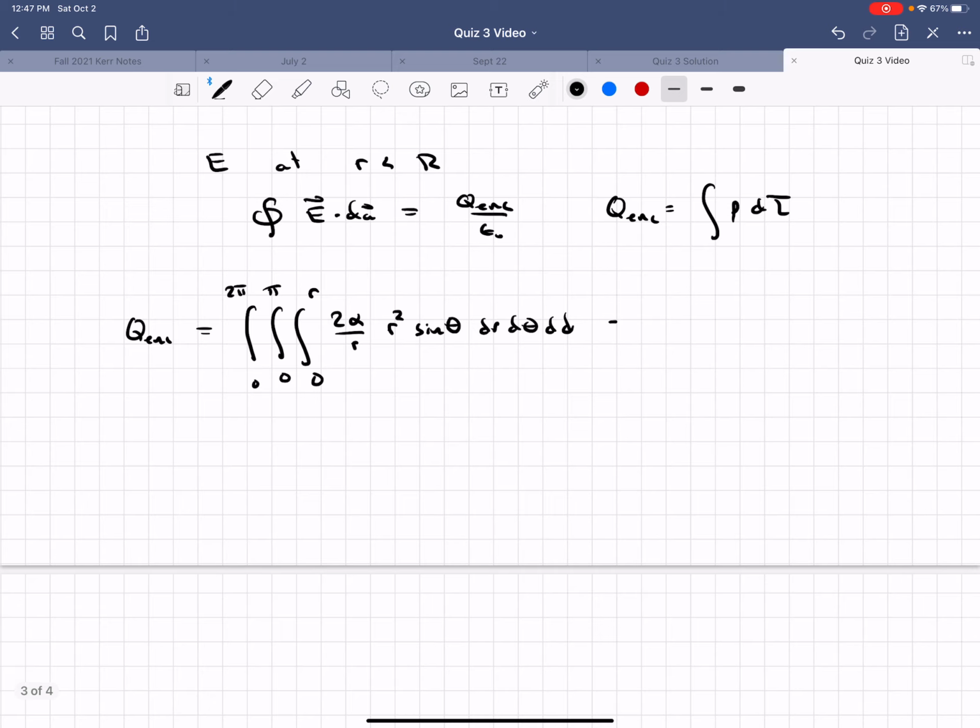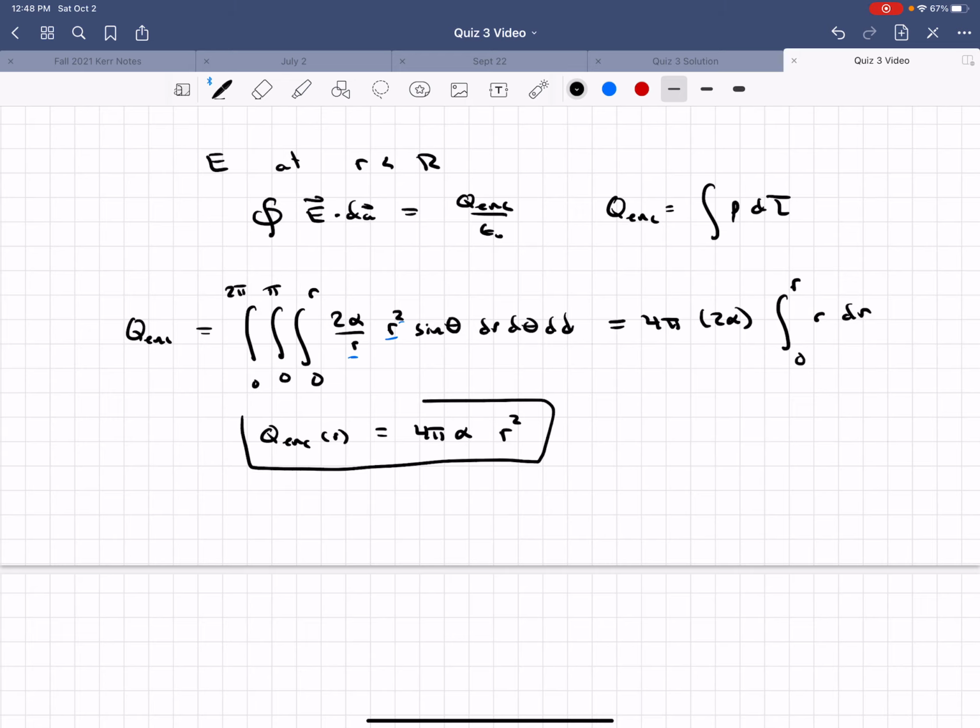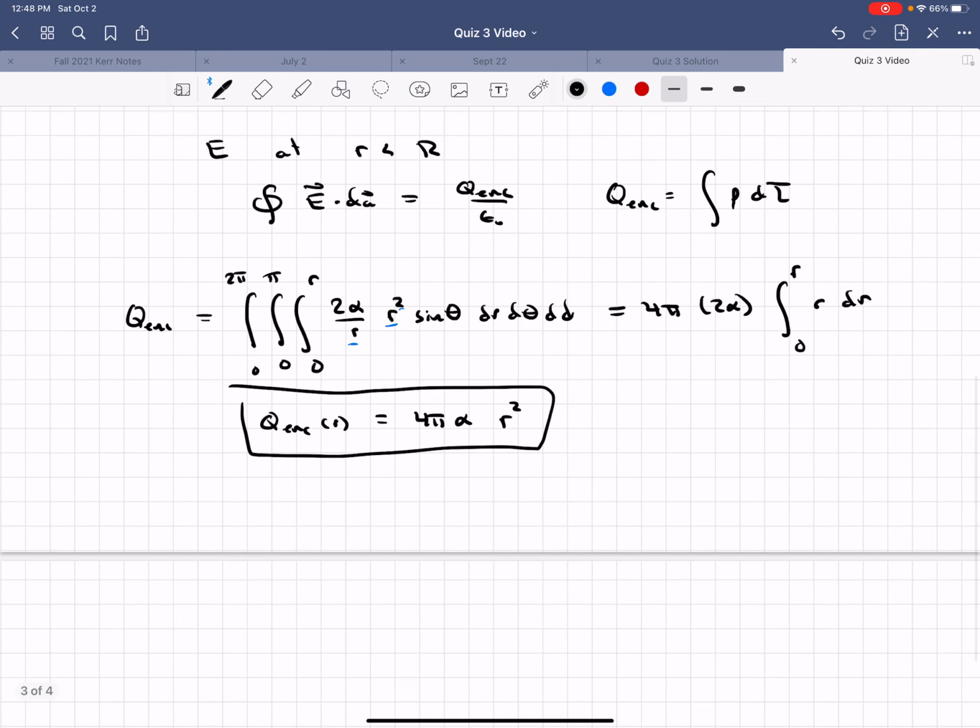When I do the theta and phi integrals, I get a 4 pi. And I have a 2 alpha, which are constants that come out front. I have an r down bottom and an r squared up top, so I'm integrating r dr from 0 to r. The charge enclosed as a function of r is 4 pi alpha. The integral of r dr is r squared over 2, which kills the factor 2 out front. Evaluated from 0 to r, it's just r squared. So that's my charge enclosed.